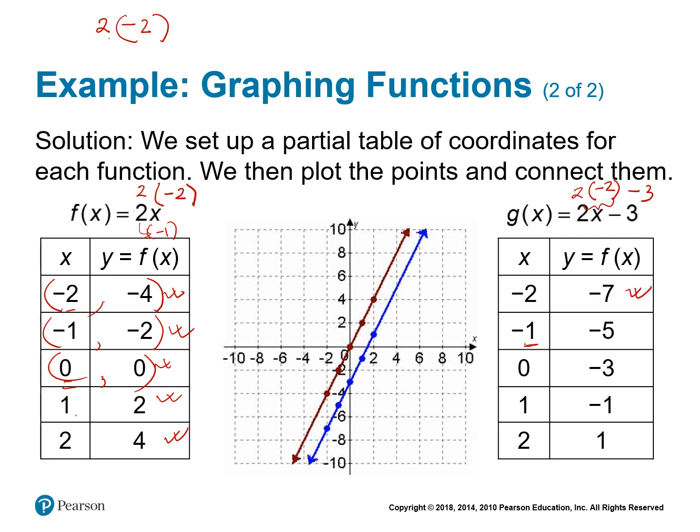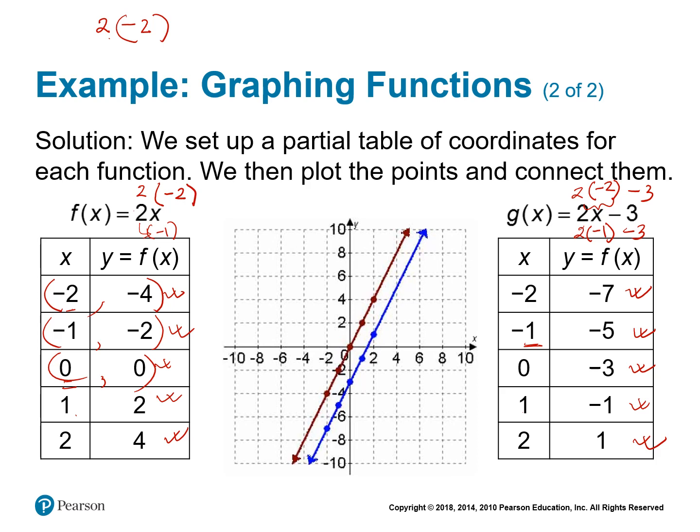When x is -1, again plug in -1 for x. So 2 times -1 minus 3, -2 minus 3 is -5. When x is 0, 2 times 0 is 0, minus 3 is -3. So that's how they get all these values. When it's 1, it's -1. When it's 2, it's 1. I'm sure by now you understand how it works.